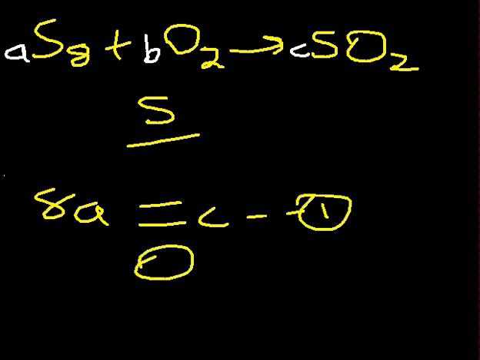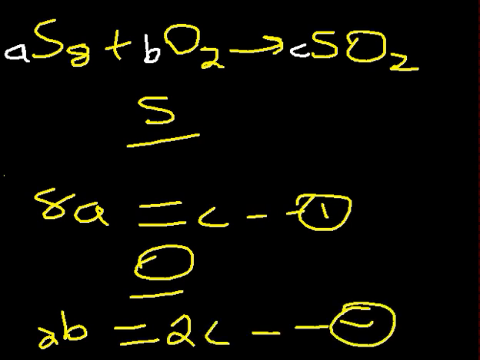And I go for oxygen. In that case, we only have 2 atoms of oxygen, so 2 times B, that will be given as 2B, is equal to, here also we have 2 times C, that will be given as 2C. So we have that as equation number 2.